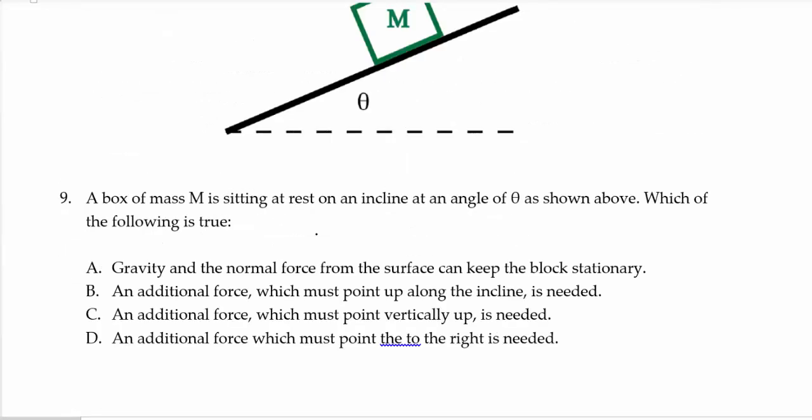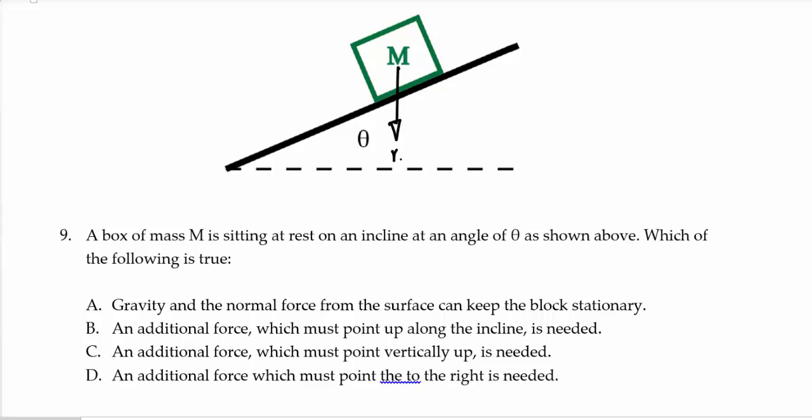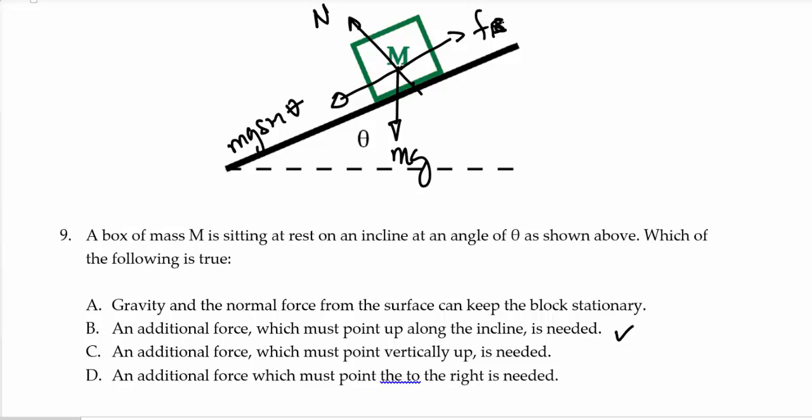Now, a box M is sitting at rest on an inclined plane at an angle theta as shown above. Which of the following is true? A, gravity and the normal force from the surface can keep the block stationary. Is that true? No. The best way for you to answer this is to start by drawing what? Your free body diagram. An additional force, which must point up along the inclined plane, is needed. That is true. Why? Because the component of the weight acting downwards, mg sine theta, will pull the block downwards. For the block to remain at rest, there must be an additional force pointing upwards along the plane, and this will be static friction, not kinetic.